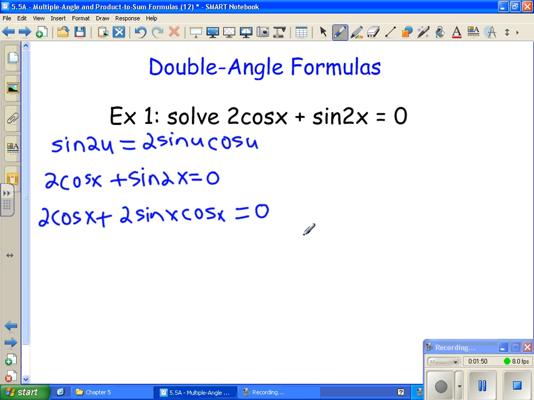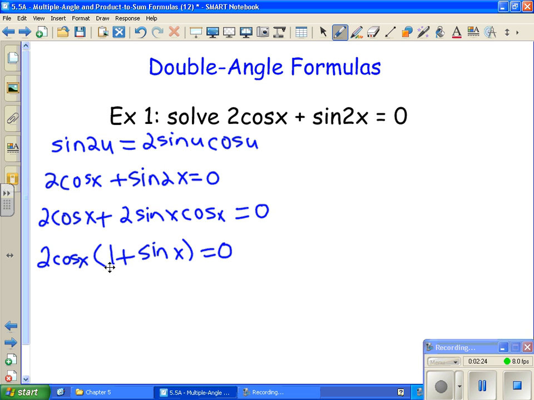Go ahead and take a look at this for a minute and see if you see anything that you can do to help you solve this equation. I see a 2 cosine here and a 2 cosine here. So the first thing that I'm going to do is factor a 2 cosine x out of each term. When I divide this by 2 cosine x, I end up with 1, plus dividing this by 2 cosine x, I end up with sine x, and this is still equal to 0.